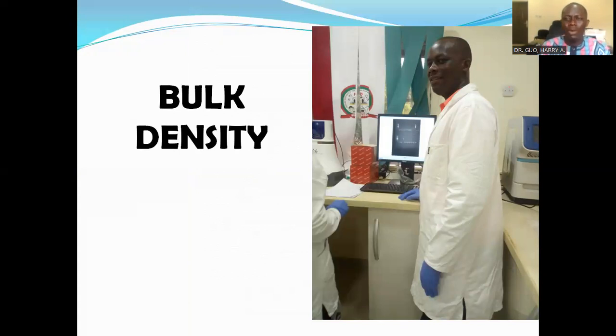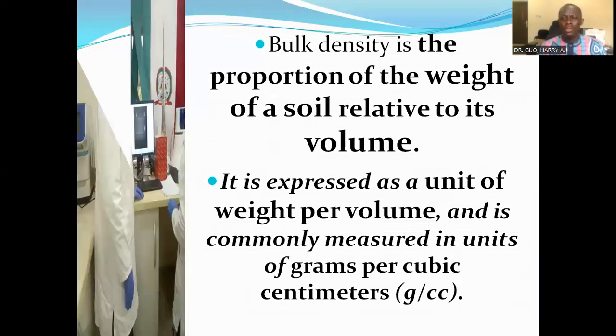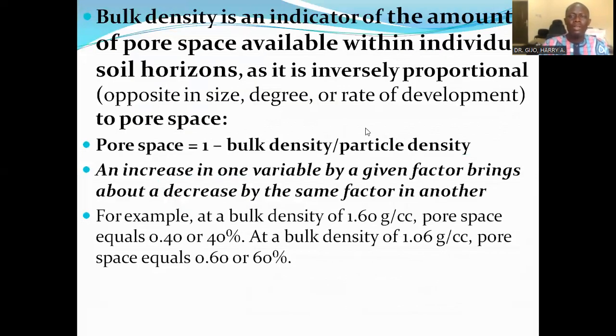We want to look at bulk density. Now, what's bulk density? Bulk density basically refers to the proportion of the weight of a soil relative to its volume. It is expressed as a unit of weight per volume and is commonly measured in units of grams per cubic centimeter.